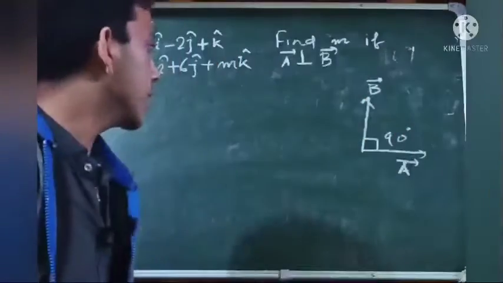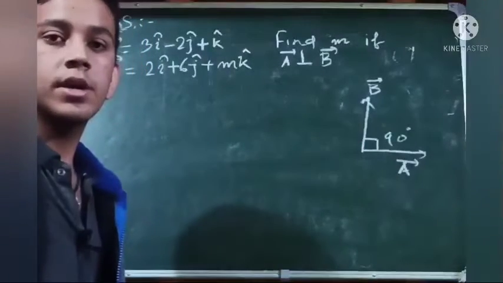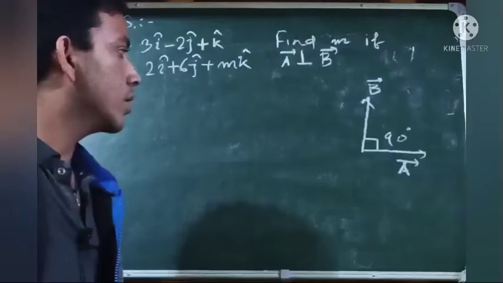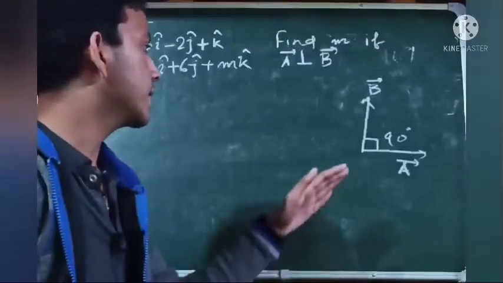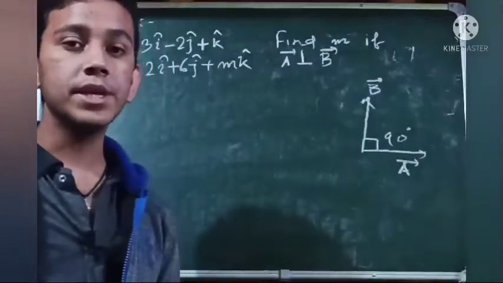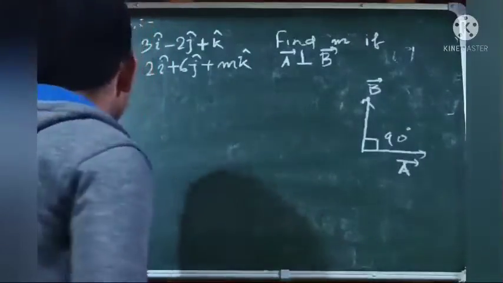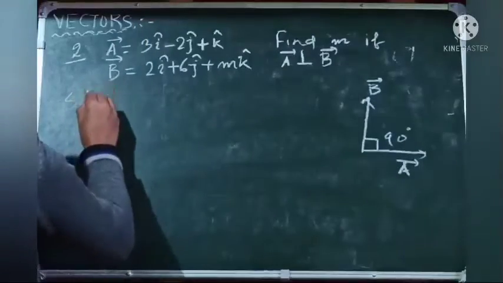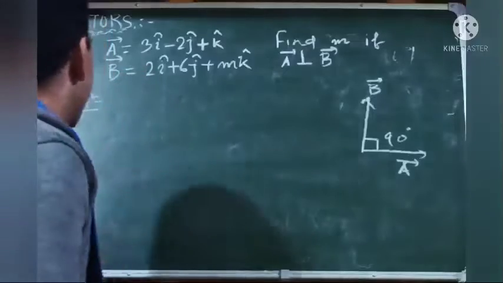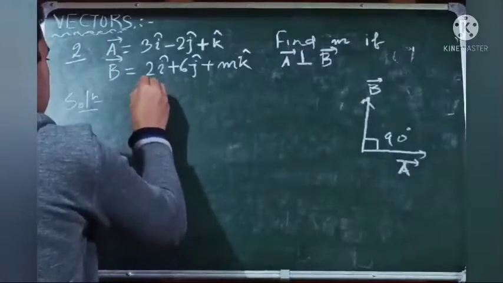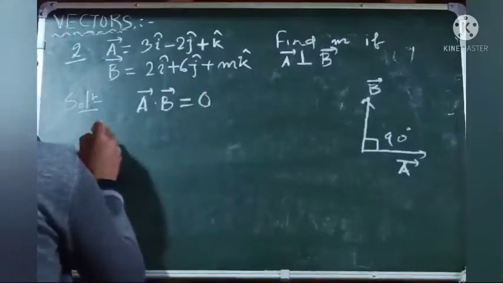Now we have learned the previous concept. Previously we have learned that if two vectors are perpendicular to each other, then their dot product is always 0. So we can write, since these two vectors are perpendicular to each other, therefore their dot product is going to be 0. Therefore a dot b is going to be 0.